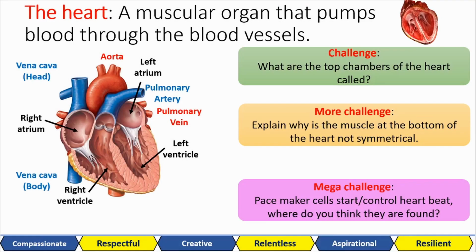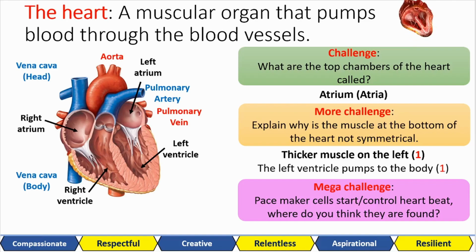The top chambers are the atria. The muscle is thicker on the left hand side. That is because that is the side that's going to pump the blood to the whole system, that left ventricle. Finally, I started the journey with heme at the right atrium, and so the first pump happens here. This is where the pacemaker cells are located. So the right atrium is where the pacemaker cells are located that initiate that heartbeat.